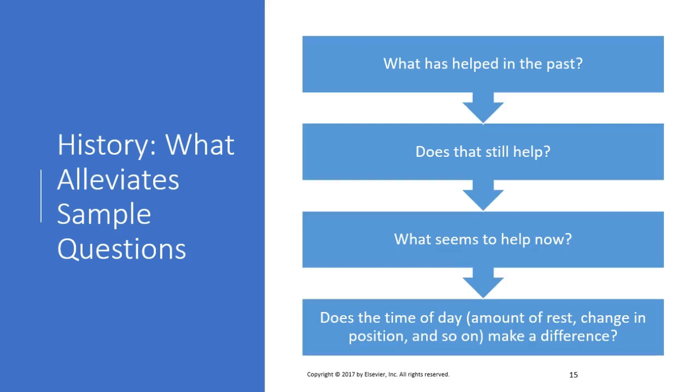Okay, so what has helped it in the past? So have you taken pain meds? Has that helped? Did you take an antacid? Does that still help? So sometimes they're like, yeah, I used to be able to take an antacid, and now it doesn't work anymore. I'm still having this burning in my chest. So what do you do now that seems to help? Well, I cut dairy out, or I stopped eating gluten, and it seems to have helped a lot.